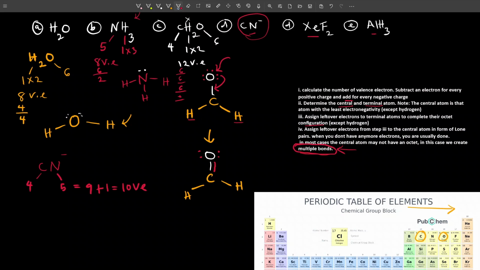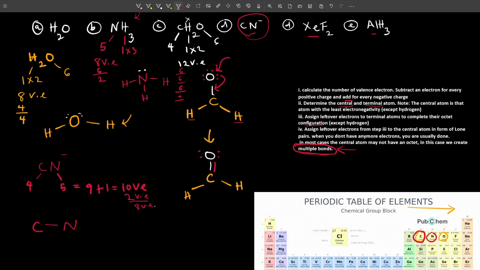So we have to determine which of them is the central atom. Coming back to our periodic table, we have carbon over here and we have nitrogen over here. Carbon has a lesser electronegativity, so carbon is the central atom and nitrogen is the terminal atom. I've used up one bond, and that one bond contains 2 electrons. Let's subtract from here. We're going to have 8 electrons remaining.